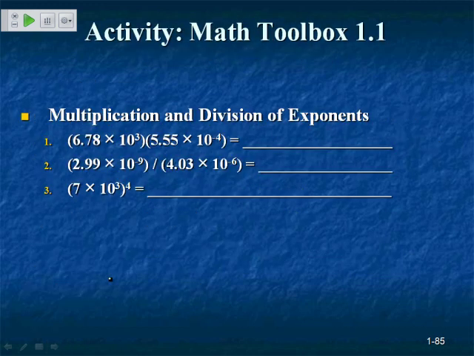So let's do an activity of all those 3 rules which we learned. So here our first case is multiplying two numbers. 6.78 into 10 to the power 3 multiplied by 5.55 into 10 to the power negative 4. What do we do? So the first question. The rule is multiply the coefficients.